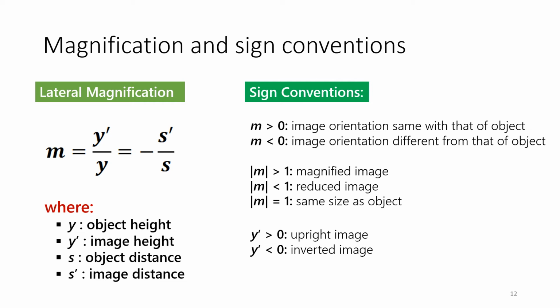It follows then that y prime should be greater than 0 if the image is upright, or oriented the same way as the object. It is negative if the image is flipped. As with our usual distance conventions, S prime is positive or negative, depending on whether the image is real or virtual, respectively.